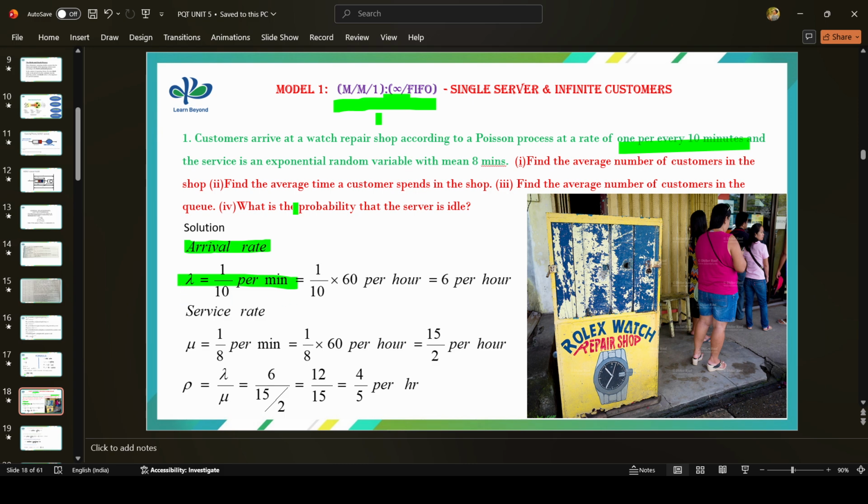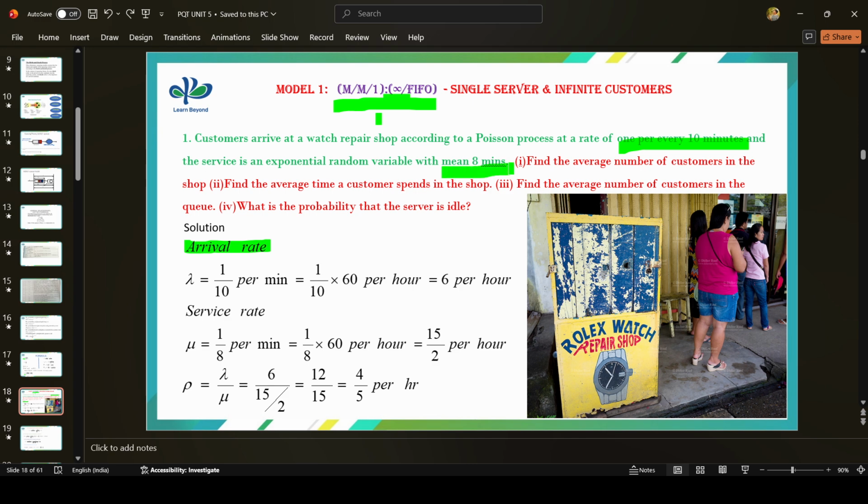If you want, you can convert it into an hour. To convert, multiply by 60. You can convert per minute to per hour. So lambda is 6 customers arriving at the shop per hour. Clear? First of all we have to calculate lambda. Next we go back to the service rate. The average service time is given in the problem.